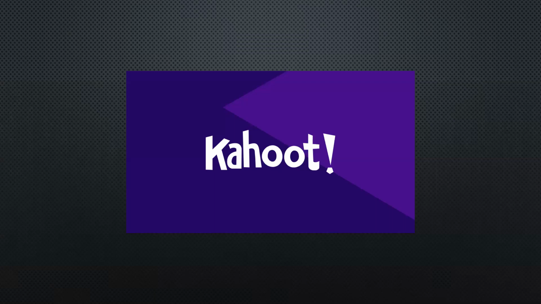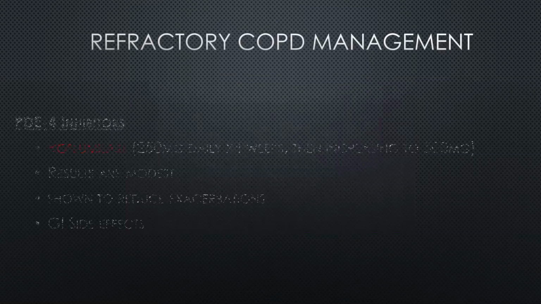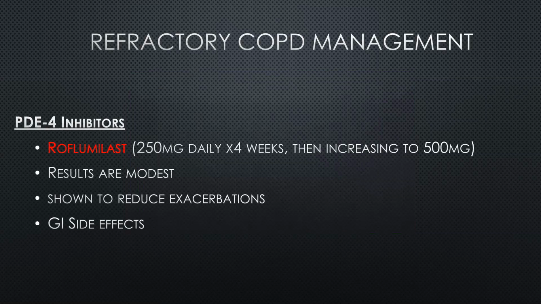So can anybody name some medications that can be used for refractory COPD after they've been on triple therapy and they continue to have exacerbations? One of the medications you can use is a PDE3/4 inhibitor, roflumilast or Daliresp.